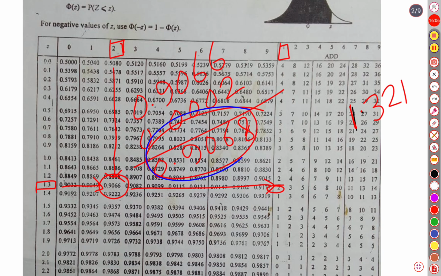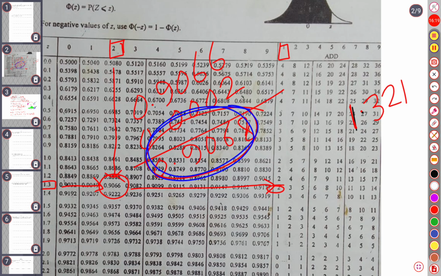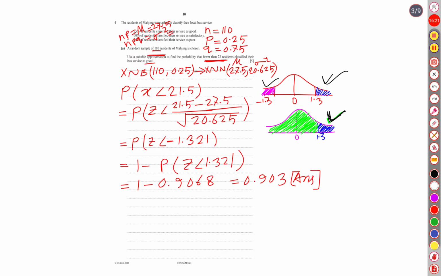So this is what we have used as our required probability, which was 0.9068. Let's see whether we have written 0.9068 or not. Yes, we have written 0.9068. Then from the whole of the probability we have just subtracted this greater portion to get our required probability.